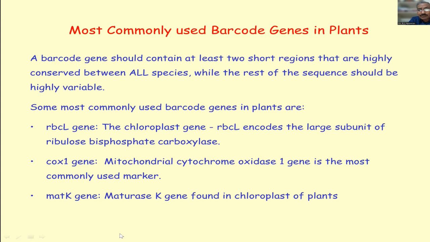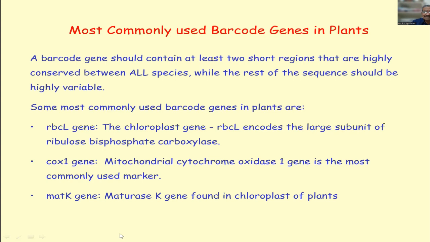COX1 gene, the mitochondrial cytochrome oxidase gene, is the commonly used barcode gene in animals. Even that can be used for plants also. In plants also mitochondria are there. So it is a common barcode gene for both plants and animals.